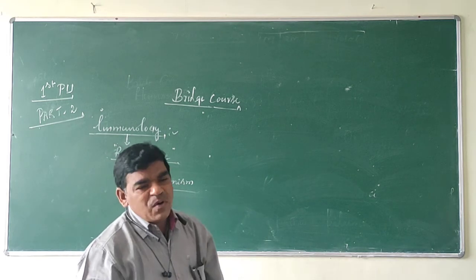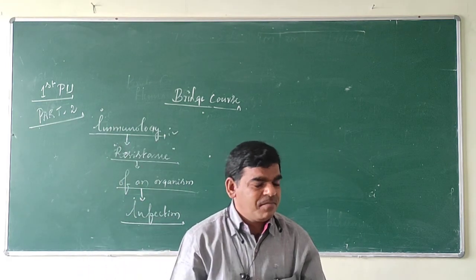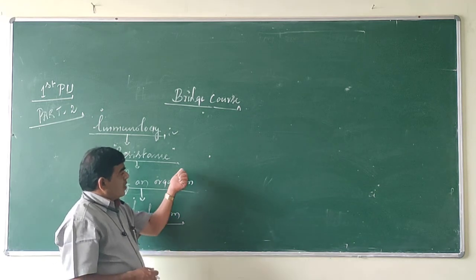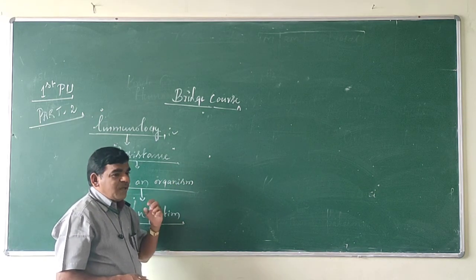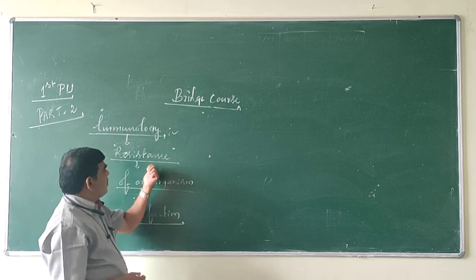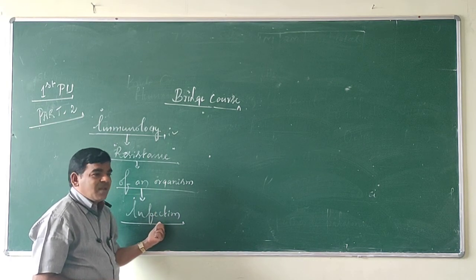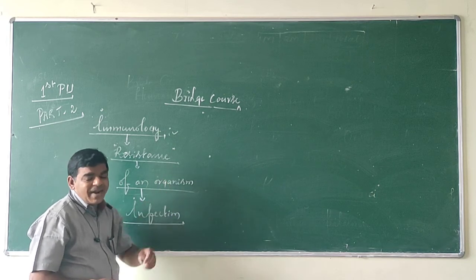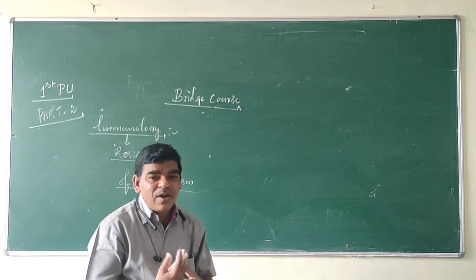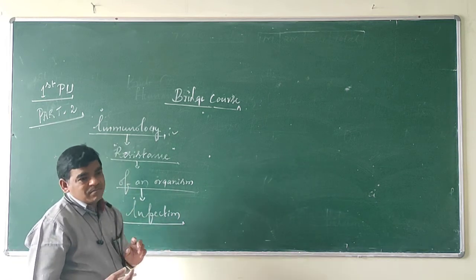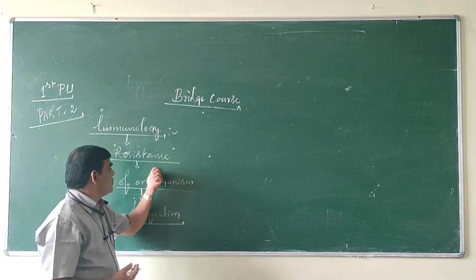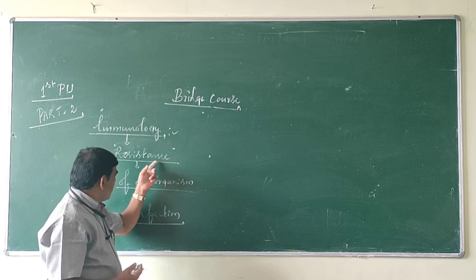When foreign bodies, antigens or pathogens enter our body, the immune system is generated. Immunity or resistance develops against the pathogens, fights against them, and the pathogens are destroyed. This is called resistance. Immunity develops automatically in our body when microorganisms enter. This is called immunology, the study of the resistance of an organism.